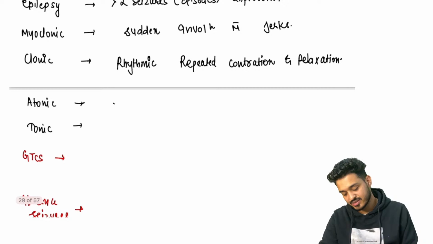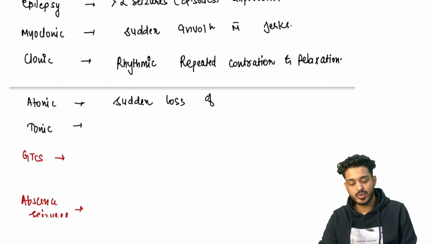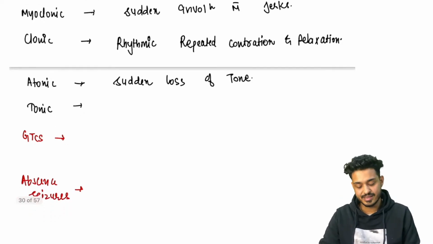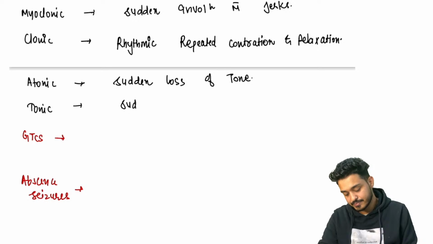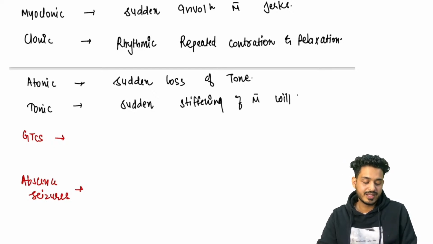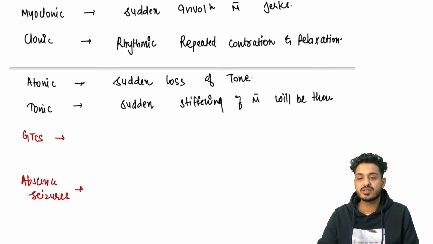टोन चला जाएगा, sudden loss of tone. खड़ा है बंदा, sudden loss of tone हो गया, what will happen? बंदा गिर जाएगा, that is going to be atonic seizure. Tonic में क्या होगा? Sudden stiffening of muscles will be there. That is going to be your tonic seizure.